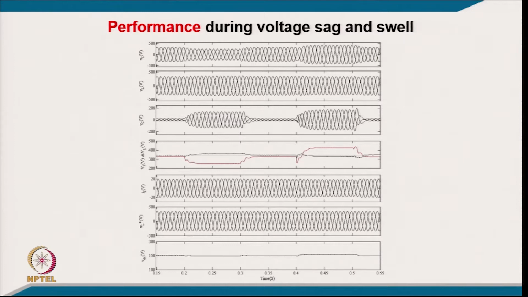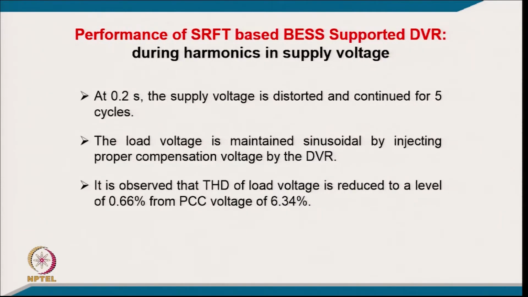The RMS voltage. And of course, since the load voltage is regulated, the load current is not affected, and even the reference load voltage is maintained, and because of the reference load voltage, the actual voltage across the load is regulated, and the DC link voltage is of course regulated at a constant value of 150 volt.